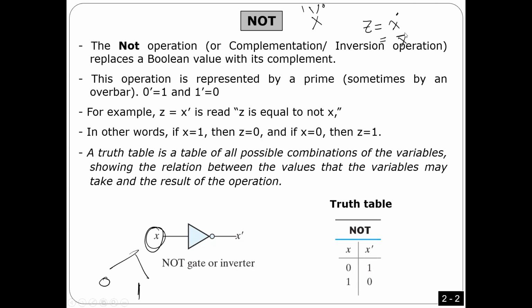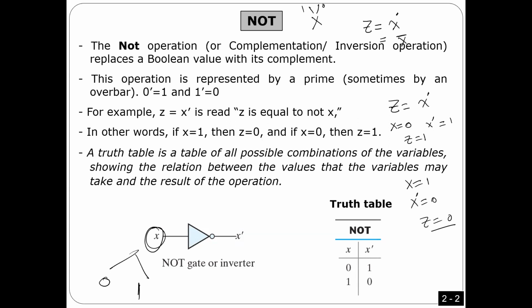Okay, I'm going to tell you what it means. Look here. z equals x prime. That means if x equals 0, then x prime should equal 1, because this is the NOT operation, or inverter. So z should equal 1. If x equals 1, x prime should equal 0, and z should equal 0. Very simple, very easy. So this is how I can represent it in Boolean algebra.